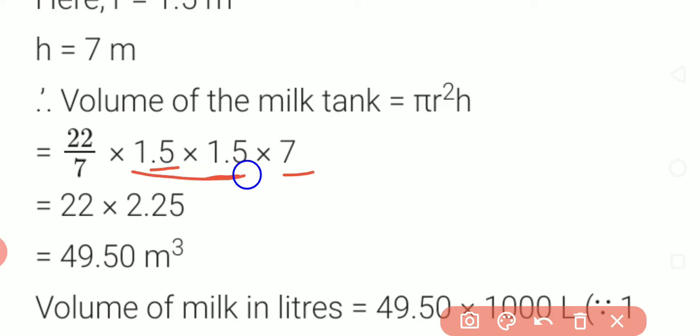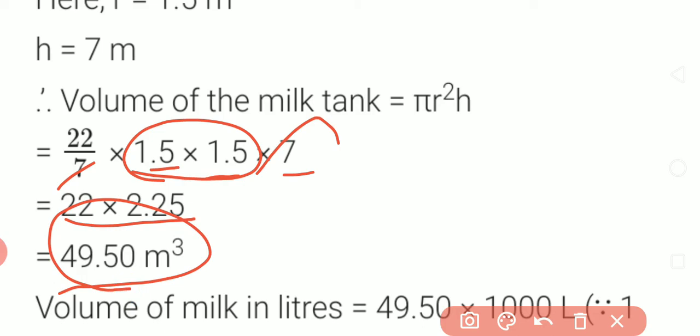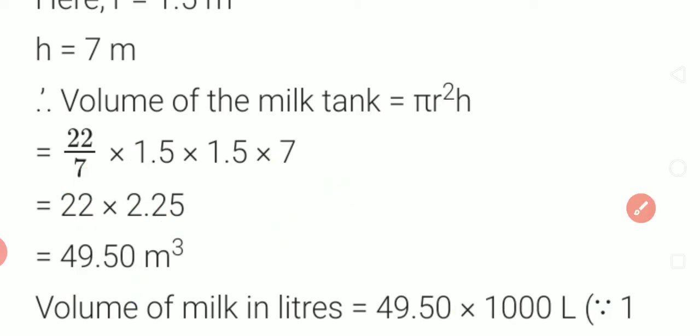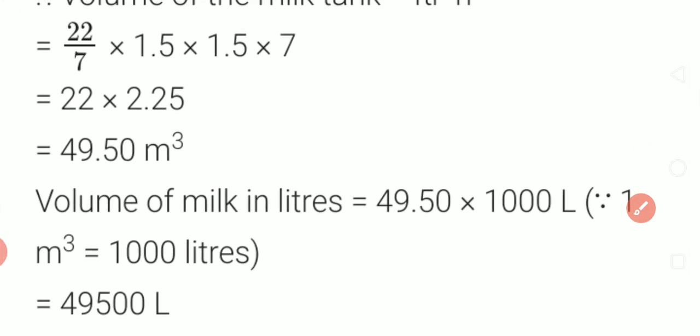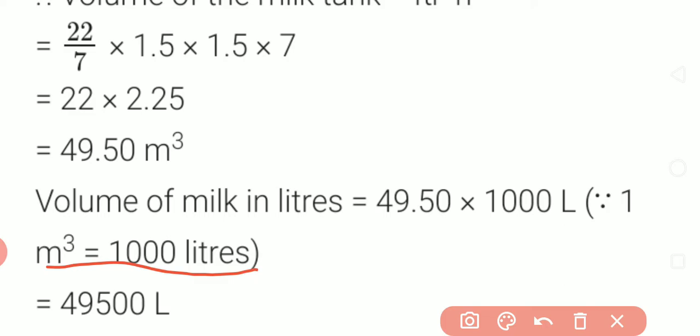So you should multiply this, you will get 2.25, 7 cut by 7, and 22 multiplied by 2.25 is 49.50 meter cubic. This is the volume of the cylindrical tank, but we have to convert this into liters. We know that 1 meter cube is equal to 1000 liters. So the volume of the milk tank in liters will be 49.50 multiplied by 1000 liter.